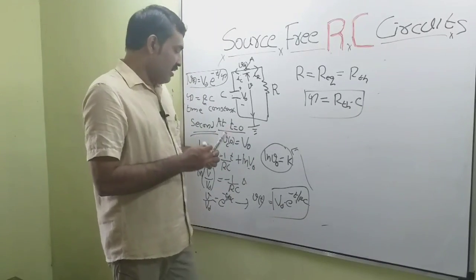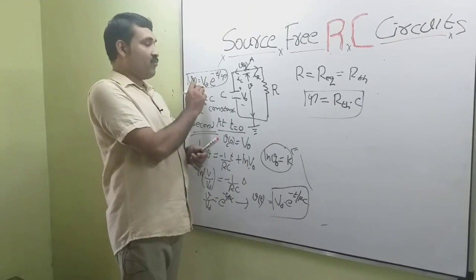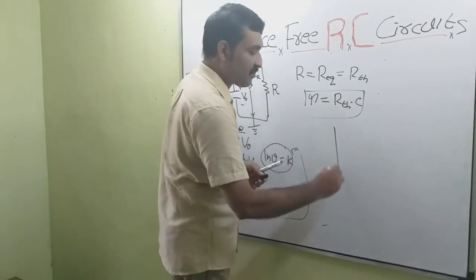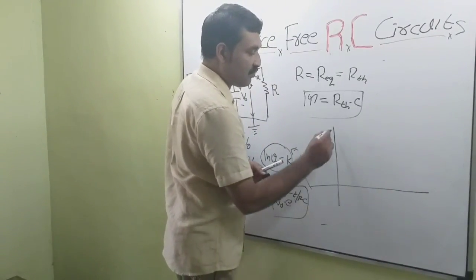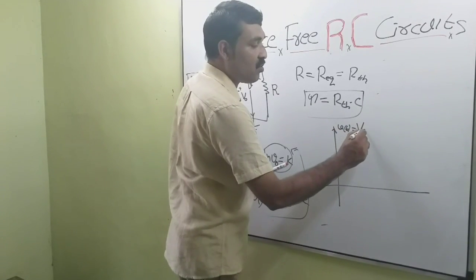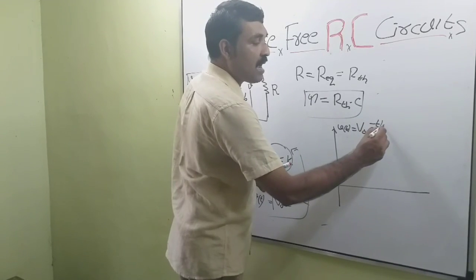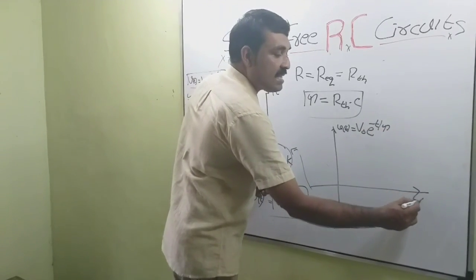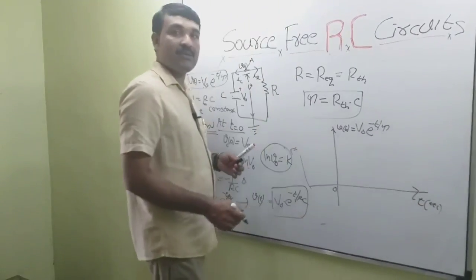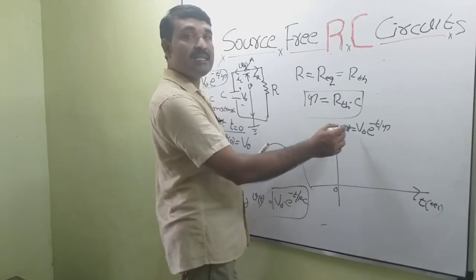Now, we can draw this response V of t is equal to V0 e raised to minus t by tau. This is a figure representation of V of t equal to V0 e raised to minus t by tau against time in seconds. At t is equal to 0, the value of V of t is equal to V0.